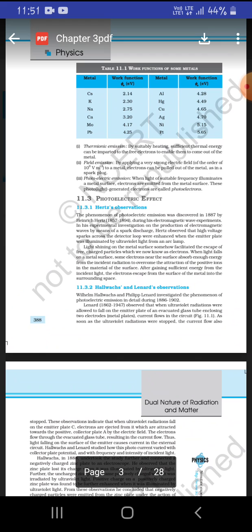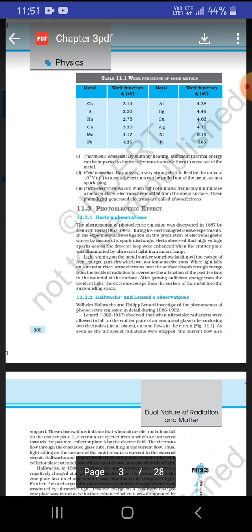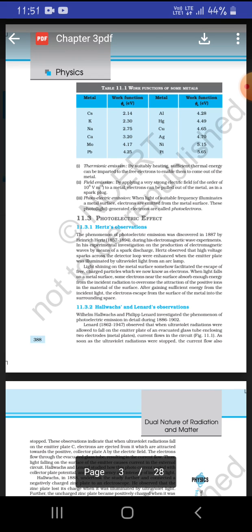So he observed, after finding the electromagnetic wave, that the sparks across the detector loop were enhanced when the emitter plate was illuminated by ultraviolet light from an arc lamp. So light shining on the metal surface somehow facilitated the escape of free charged particles, which we now know as electrons.